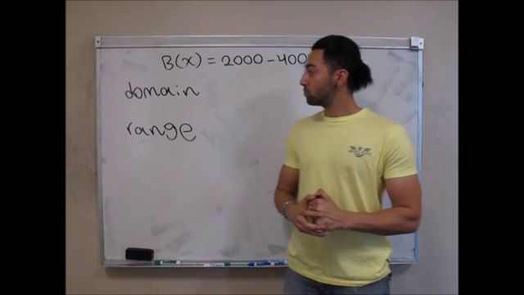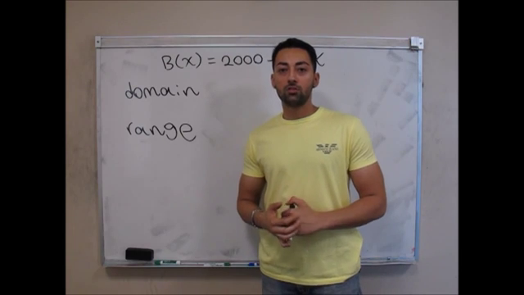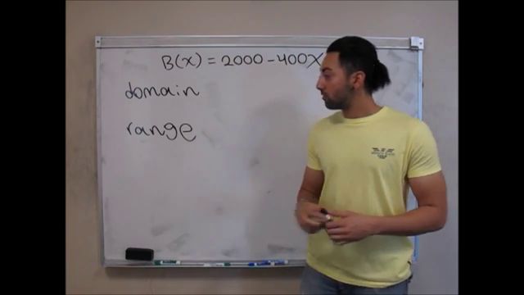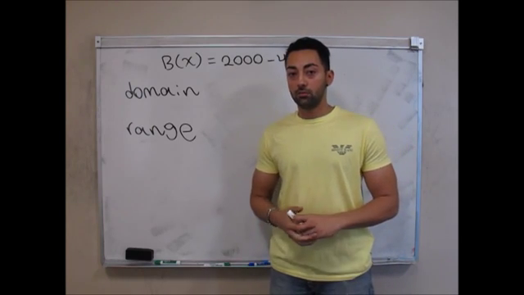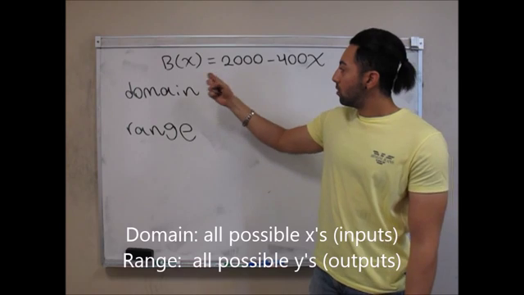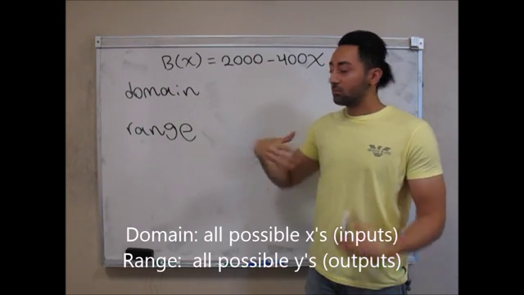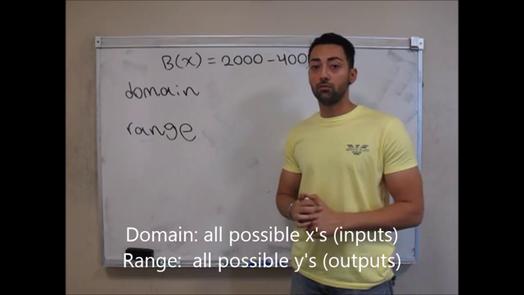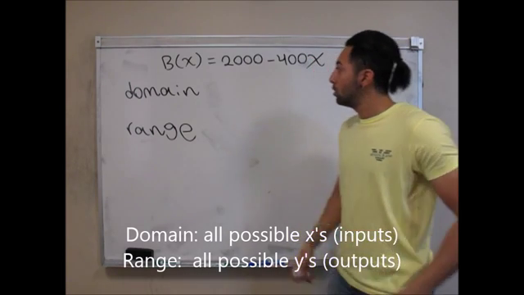So the domain of a function is just all the possible x values that you could have. And the range of a function is all the possible y values that you could have for a function. So really all the possible, and when I'm saying x, I'm referring to the independent variable, and when I say y, I'm referring to the dependent variable.